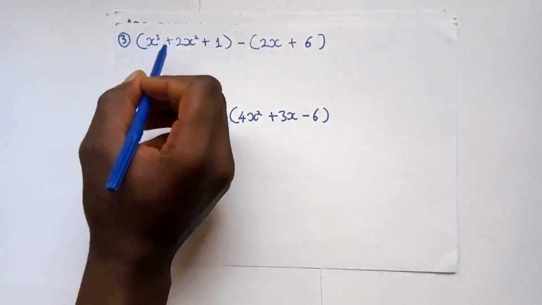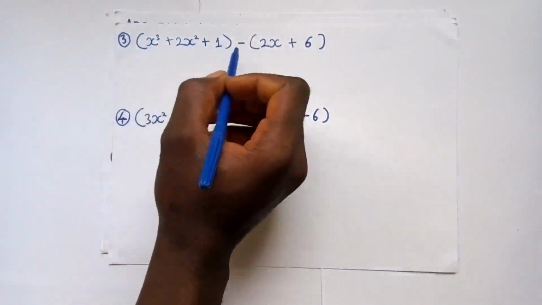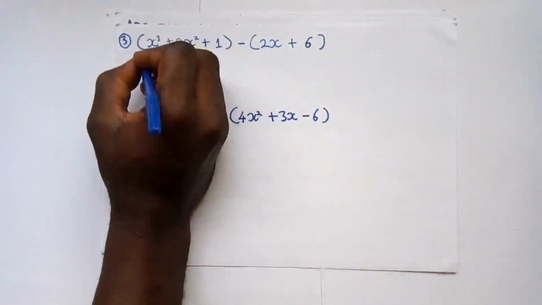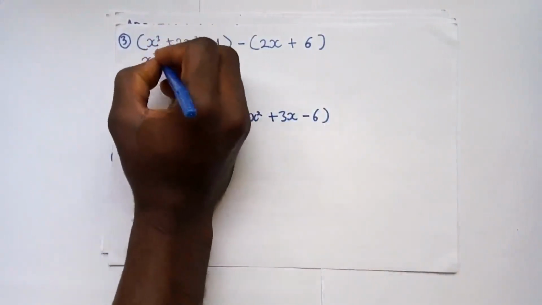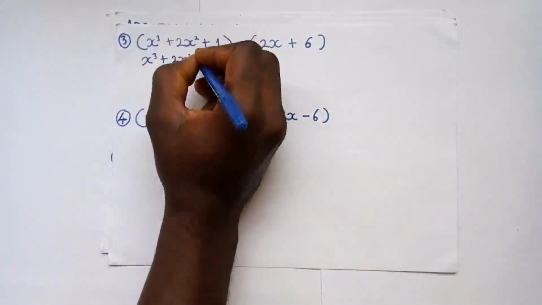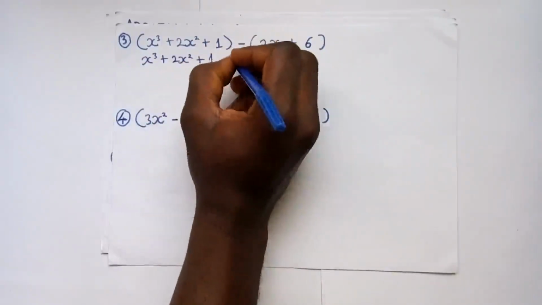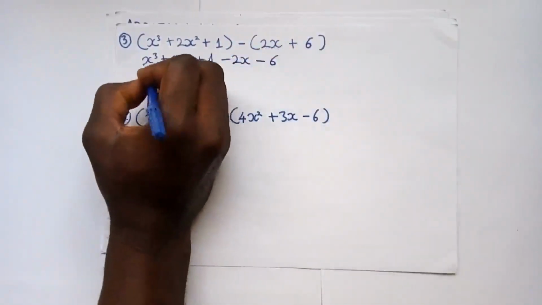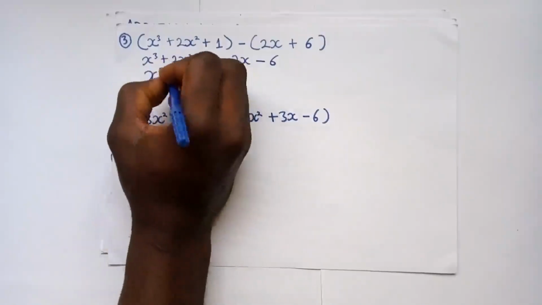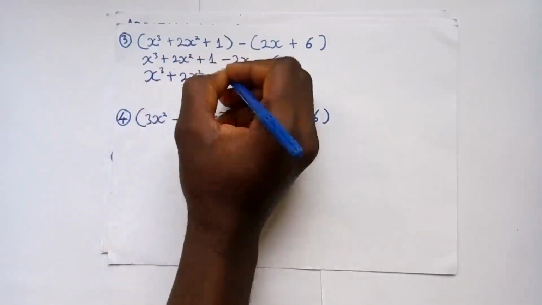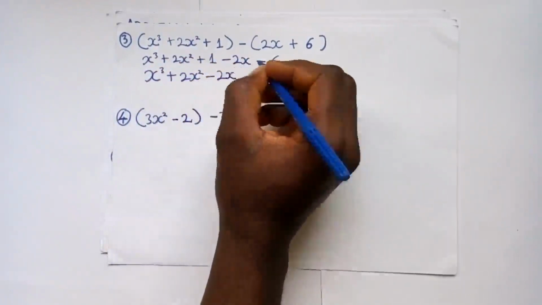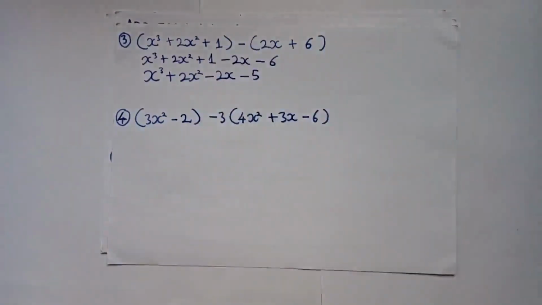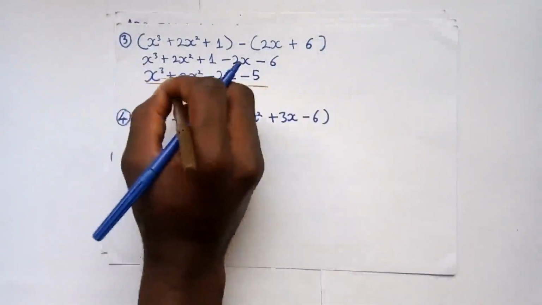Example 3. s raised to the power of 3 plus 2s squared plus 1 minus 2s plus 6. Just open the bracket, the same format. s raised to the power of 3 plus 2s raised to the power of 2 plus 1 minus 2s minus 6. So take like terms. s raised to the power of 3 plus 2s squared minus 2s. 1 minus 6 gives us what? Minus 5. So when you subtract, this is what we're going to have as the answer.